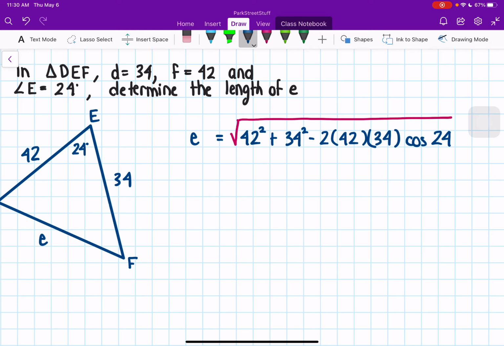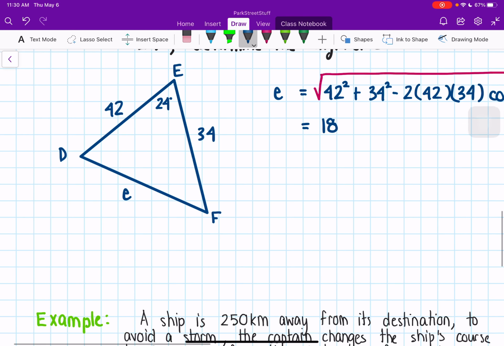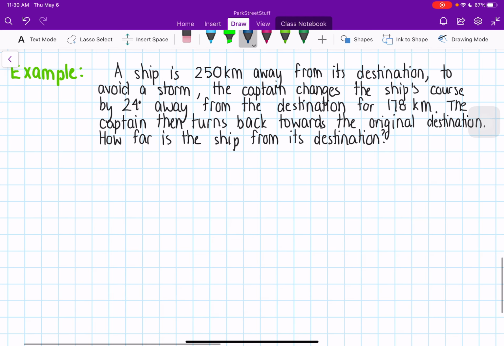And this will give us 17.6. So if we're going to write this to the nearest whole number, we're going to have this as 18. Okay.